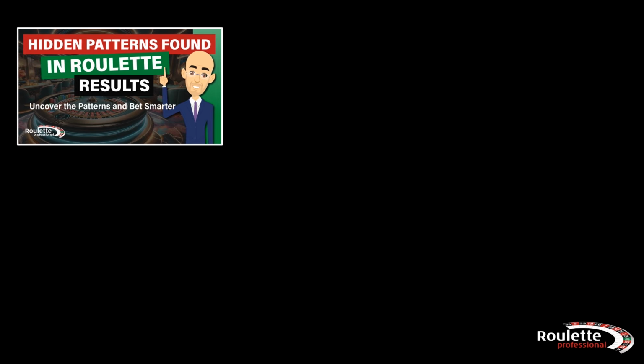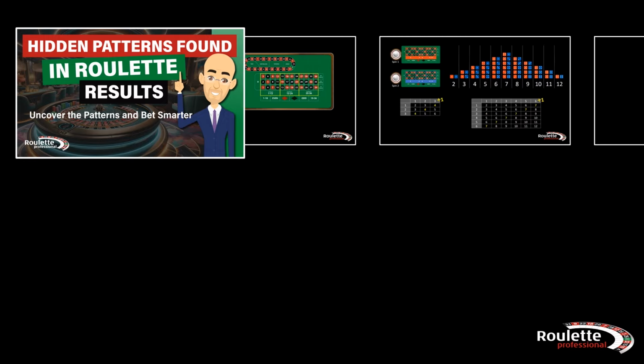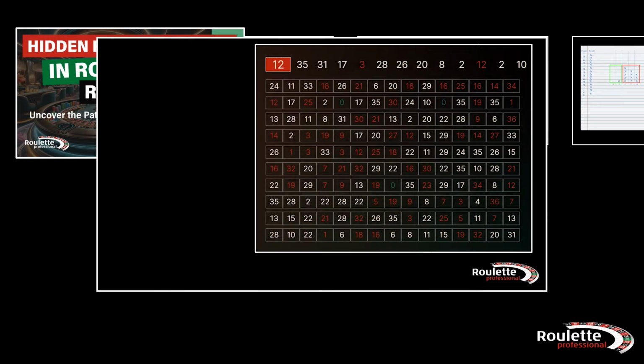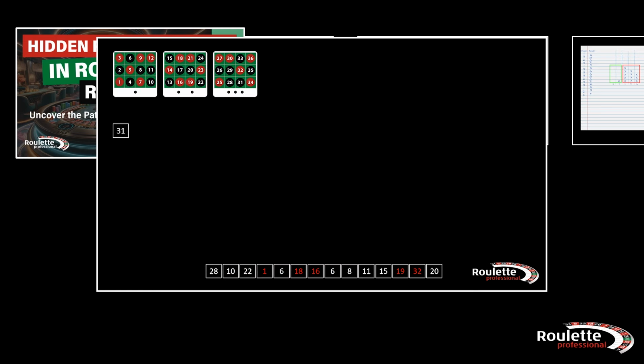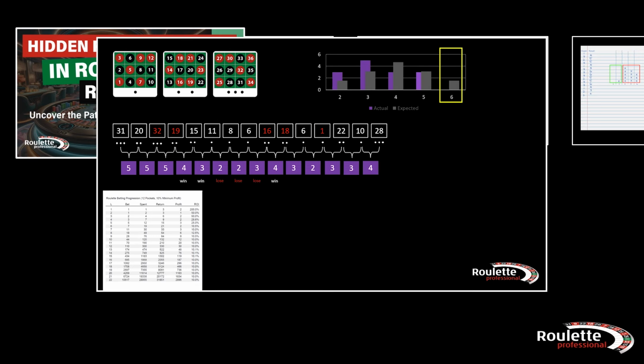The original Hidden Patterns Found in Roulette results video was intended as a single standalone video demonstrating a specific type of hidden probability pattern. Our intention was to encourage viewers to analyze roulette results for themselves, introducing an understanding of how patterns form in data and over different bet sizes.